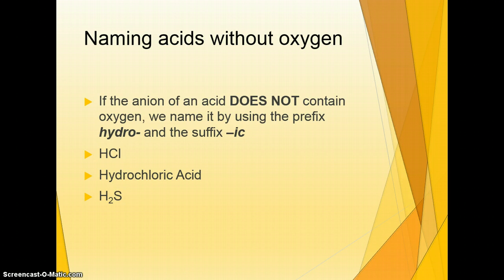If we have something like H2S, which isn't as familiar, but we just look at it, there's no oxygen. So we look at S. S is sulfur, and so we're going to name it hydrosulfuric acid.